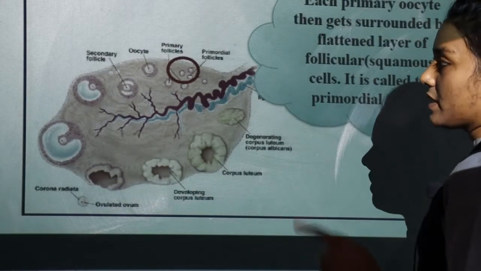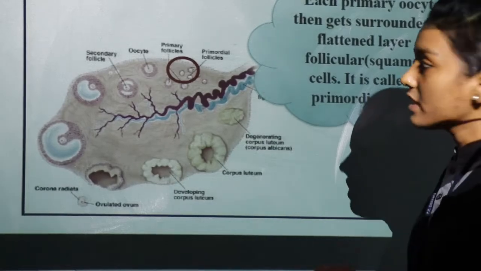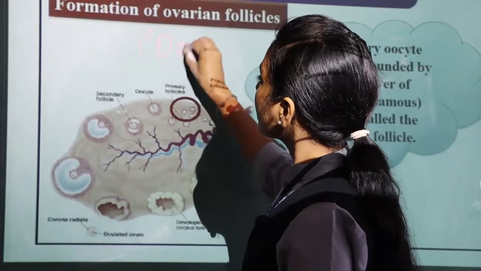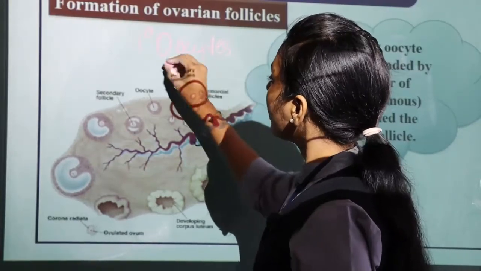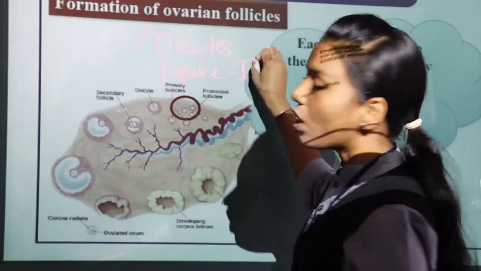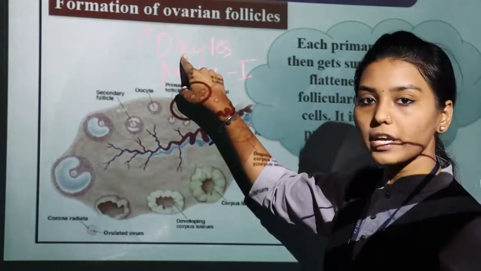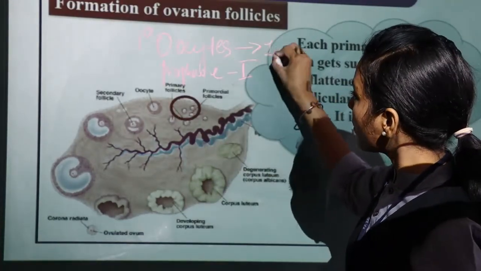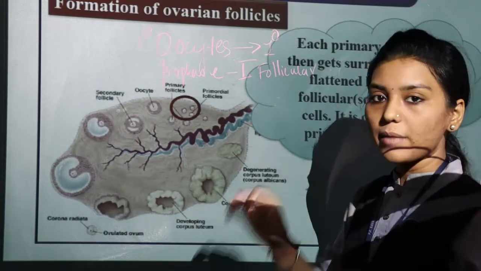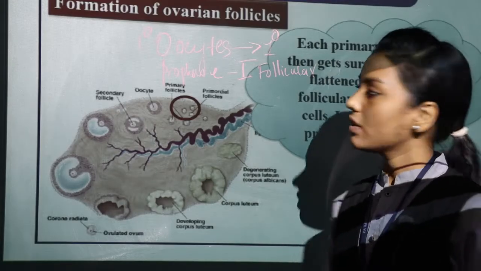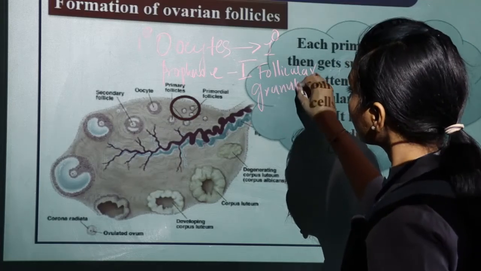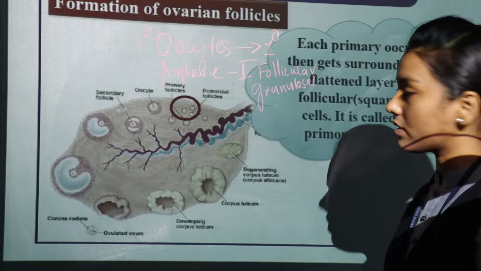First remember the step is formation of primary oocytes. I will tell you again, these primary oocytes are formed as a result of division of cells, that is prophase 1 of meiosis. That is formed first, then after this, formation of the primary follicle, or primary Graafian follicle, or granulosa cell formation.